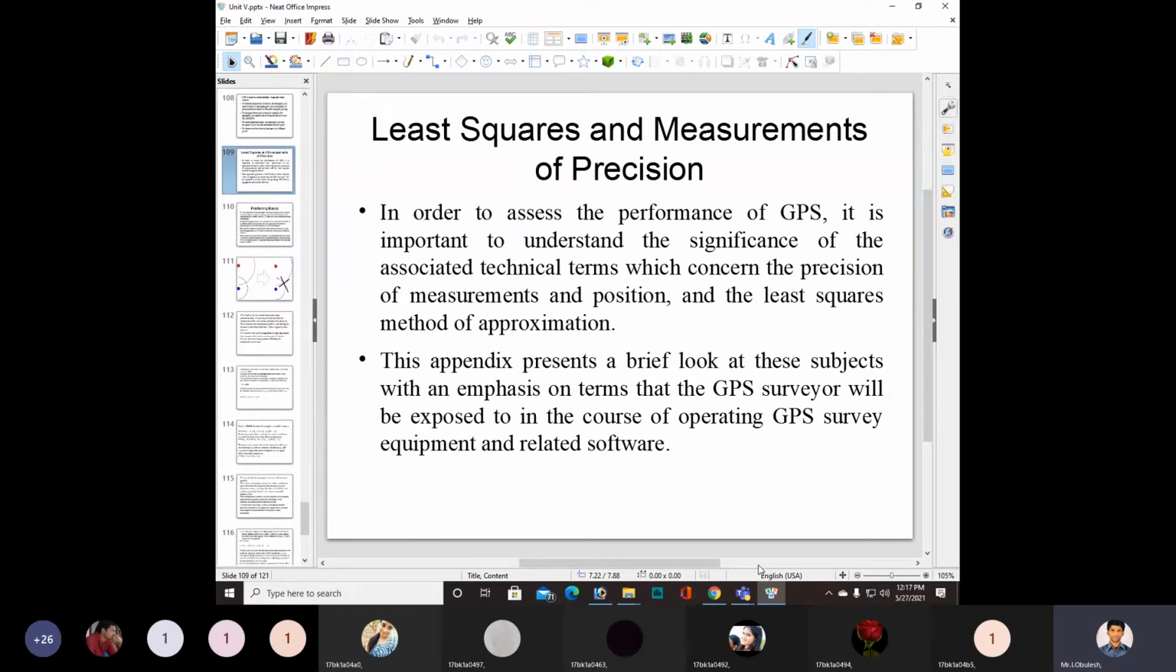So in order to assess the performance of GPS, you need to remember that it is important to understand the significance of the associated technical terms which concern the precision of measurements and position, and the least square method of approximation.